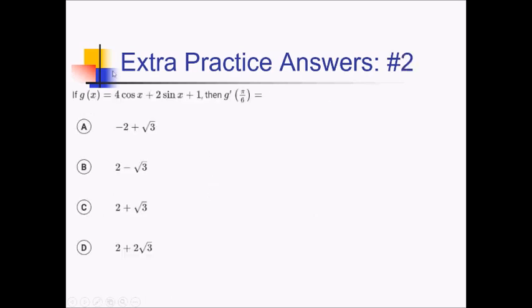For this problem, we're given this g function with some trig functions in it, and then we've got g prime of pi over 6 that we want to find. Let's find g prime of x in general, though. Just going left to right here, 4 cosine of x, derivative of that would be negative 4 sine of x. And then 2 sine of x, derivative is going to be 2 cosine of x. 1 is a constant, so that derivative is 0. We're not going to bother writing it.